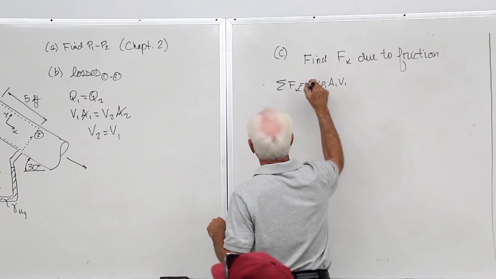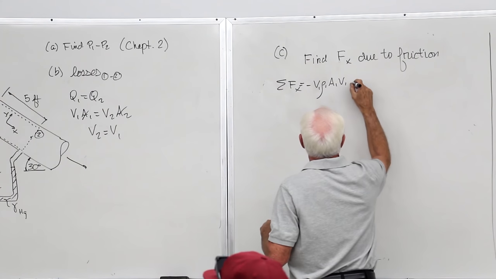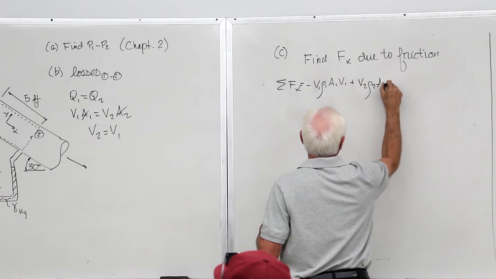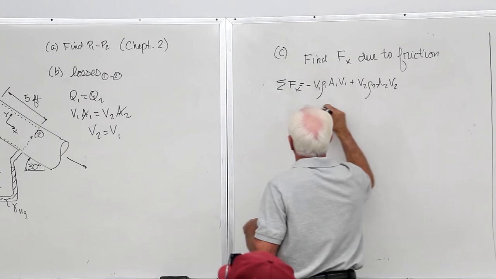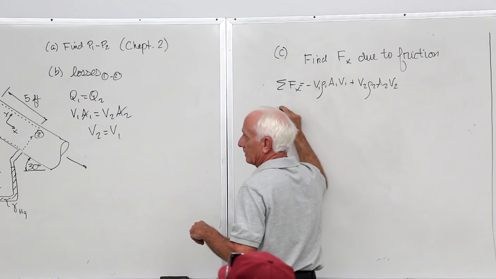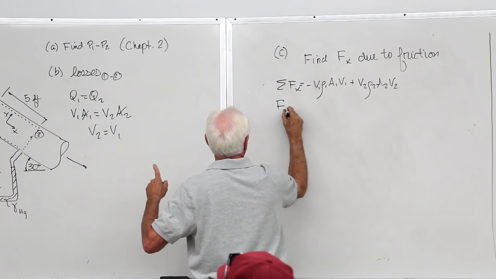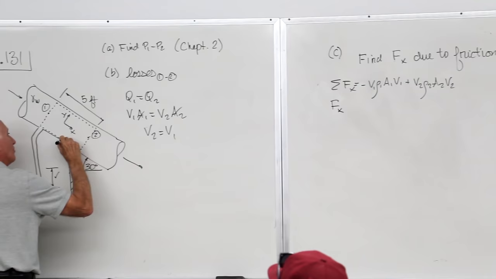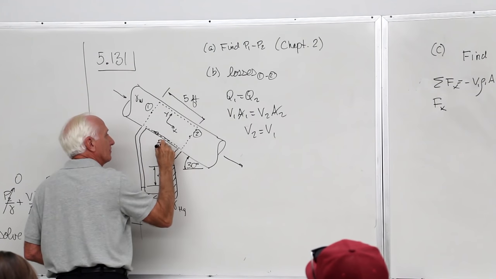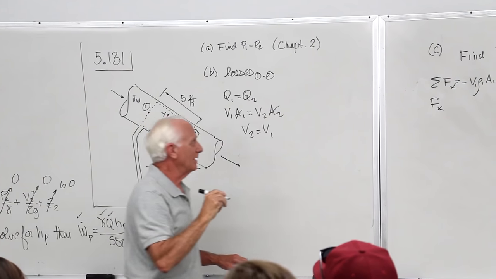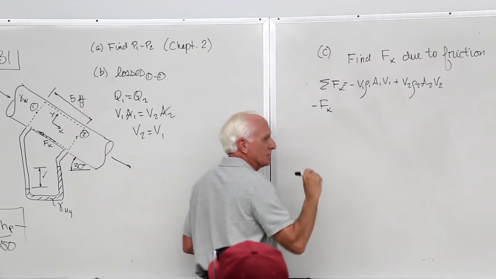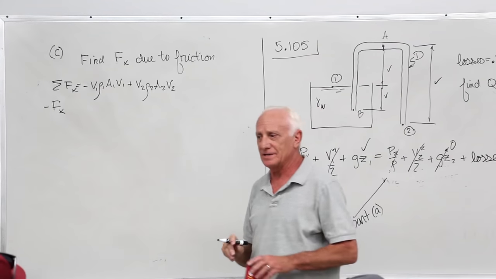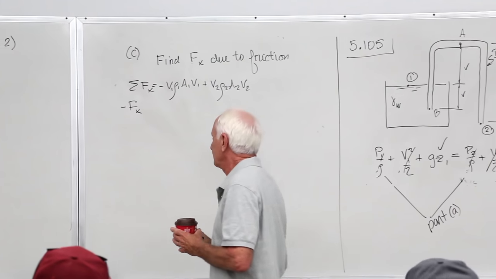Let's see here. Okay, we got that guy. And then we've got V2, rho 2, A2, V2. Force in the x direction. Of course, the friction force. Which way do you want to assume friction acts? Well, most folks believe friction acts against the flow. Of course it does. So I'm probably going to put a minus F. My intuition tells me that's the way it goes. It acts against the flow. It tends to slow the flow down.